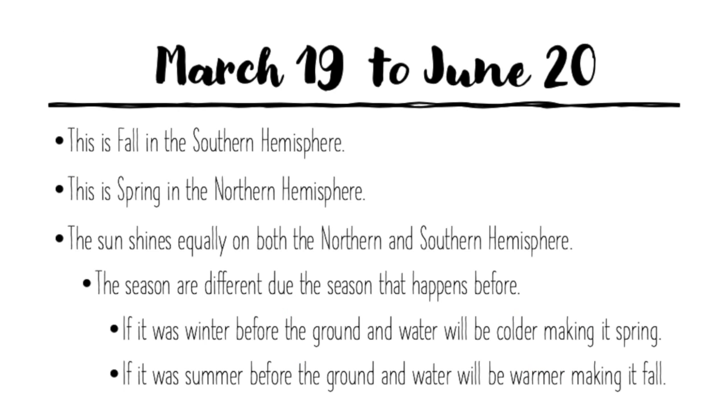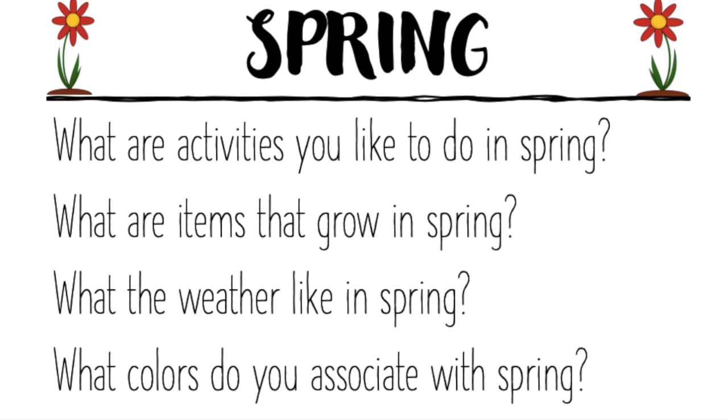Our first season we will talk about happens March 19th to June 20th. This is fall in the southern hemisphere, and this is spring in the northern hemisphere. The sun shines equally on both the northern and southern hemisphere. However, the seasons are different due to the season that happens before. If it was winter before, the ground and water will be cold, making it spring. If it was summer before, the ground and water will be warm, making it fall. So for us in the northern hemisphere, it would be spring.